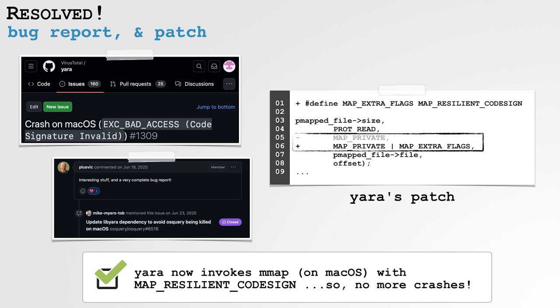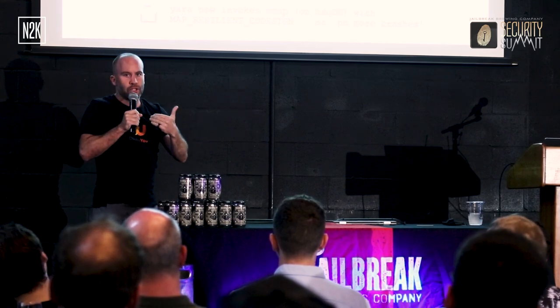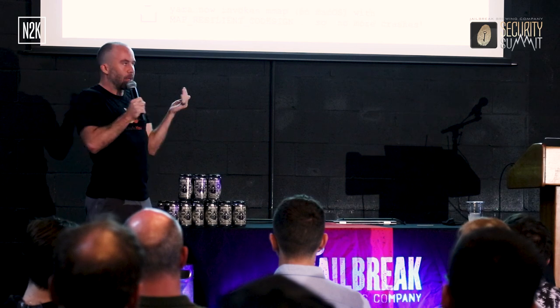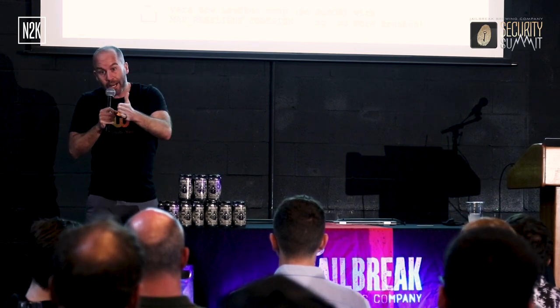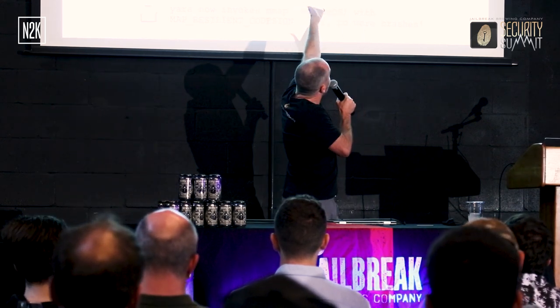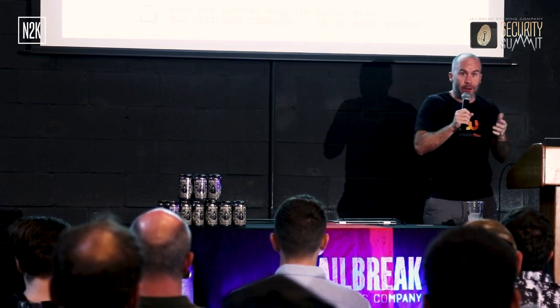When I figured it out, I was like, that's cool. I would have never figured that out without a crash report. And by understanding crash reports, I could then create a very detailed bug report, which I submitted to the Yara developers. They were great. They patched it the next day, and they were like, interesting and very complete bug report. That isn't to give me kudos, it just shows that if you understand crash reports and use that to submit detailed bug reports, developers are going to love you. I was able to say, hey, it crashed, but this is why it crashed, and this is the fix. And they were like, awesome. We can see that their patch was simply to include the extra flag, which includes that resilient code signing flag. So now you can use Yara to your heart's content on macOS, and it will no longer crash.